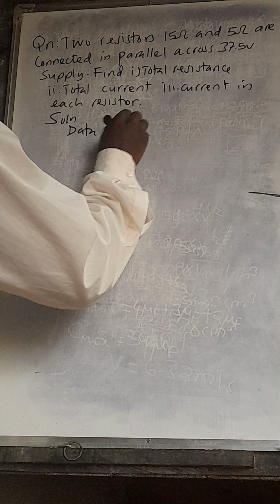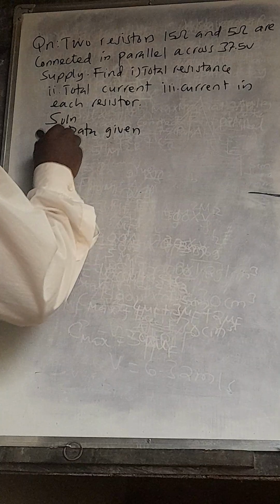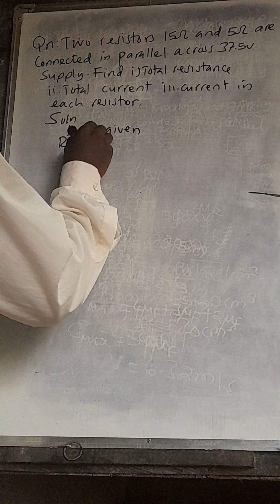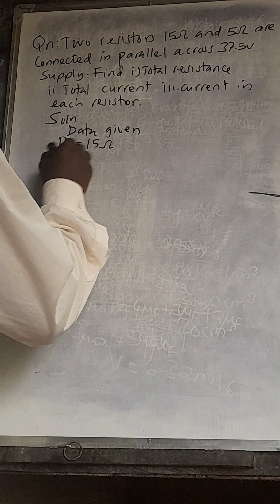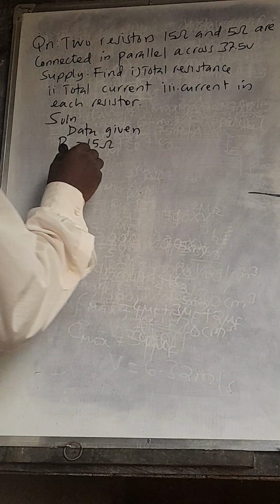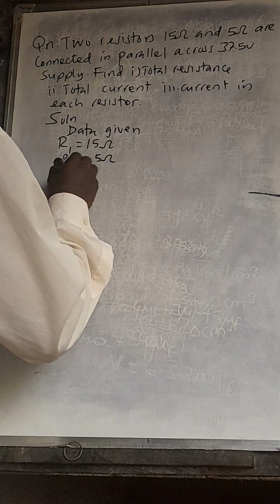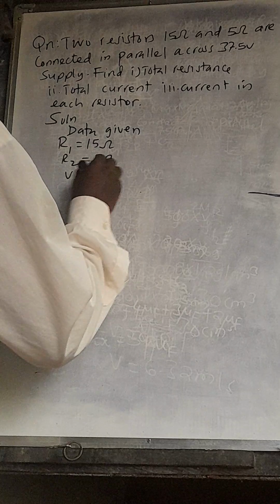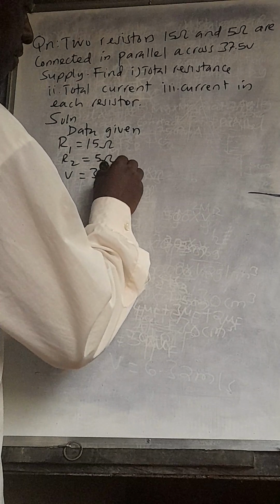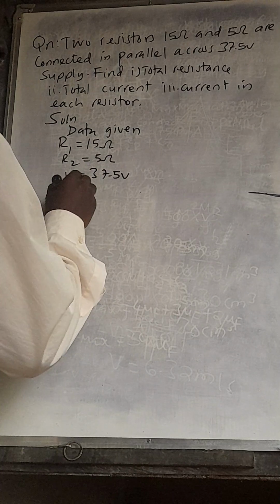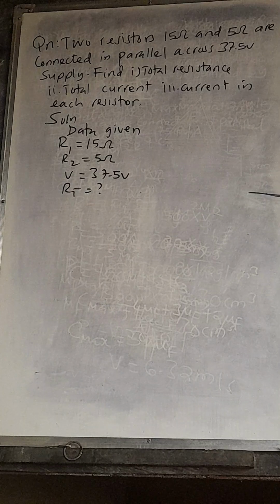The data given: we have resistor 1, which is 15 ohms, and resistor 2, which is 5 ohms. We have voltage, which is 37.5 volts. What is required is the total resistance in parallel and the currents.